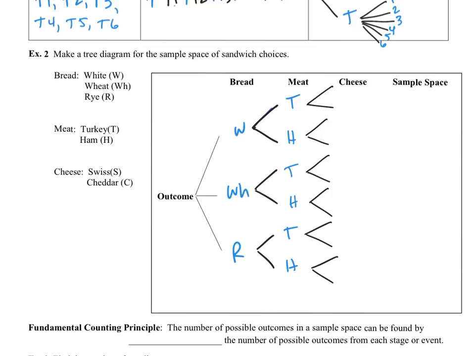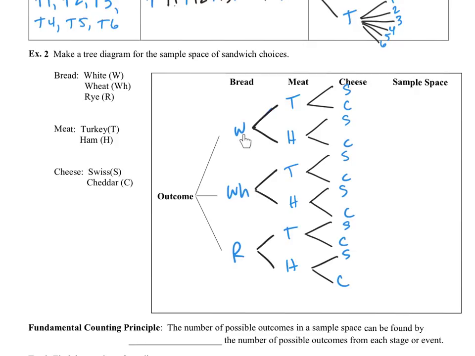Okay, and after we've made our bread and meat choice, we can choose either Swiss or cheddar, all the way down. Or cheddar, Swiss, or cheddar. Okay, so now what we're going to do is just follow the tree branches and write each possibility, and that's called our sample space.